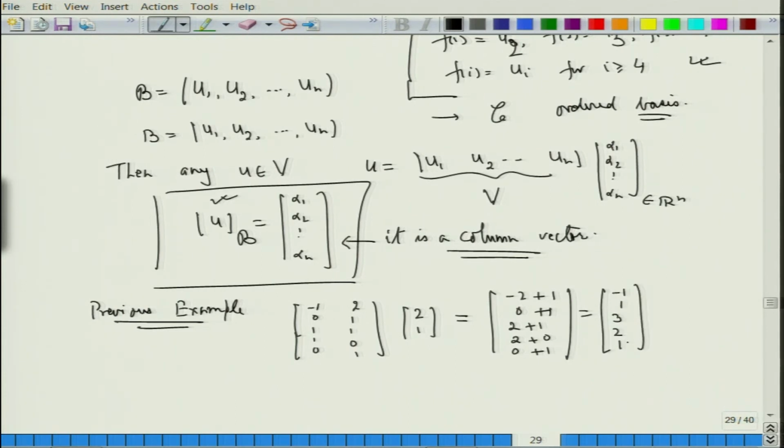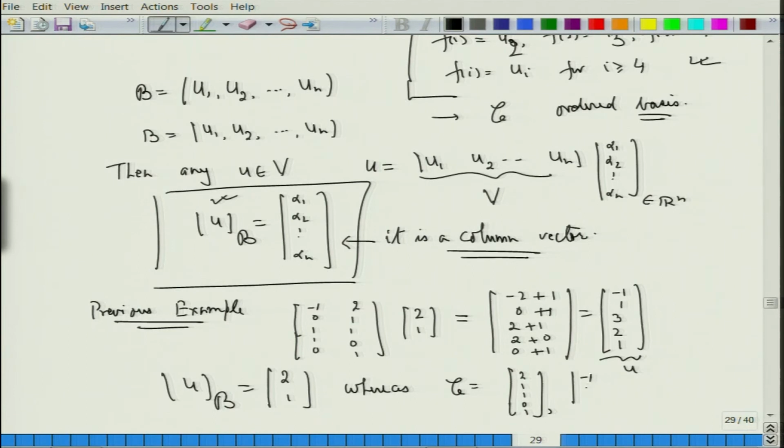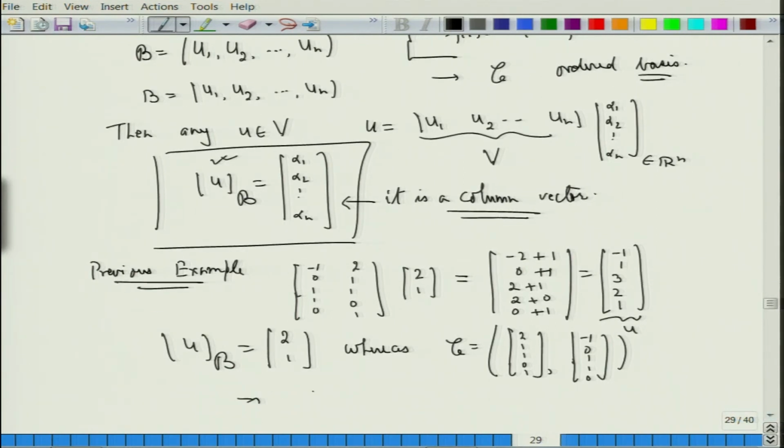All right. So what we are saying is, if I am writing this as u, then u with respect to B looks like 2 1, whereas if I take C as this vector 2 1 1 0 1 and -1 0 1 1 0, this will imply that u with respect to C is 1 2. All right. So in some sense, the x axis has become the y axis and the y axis has become the x axis. So you have to be careful about doing things.